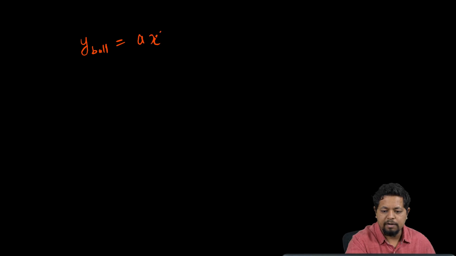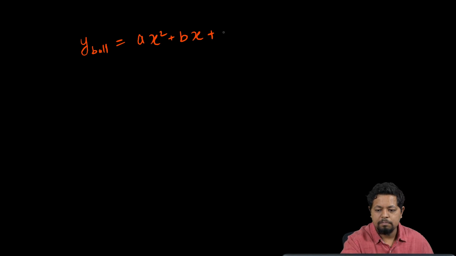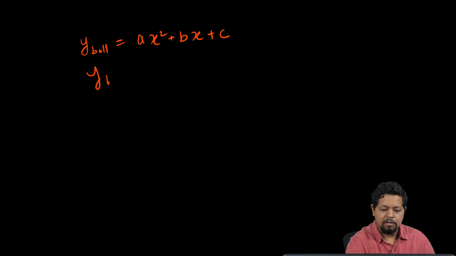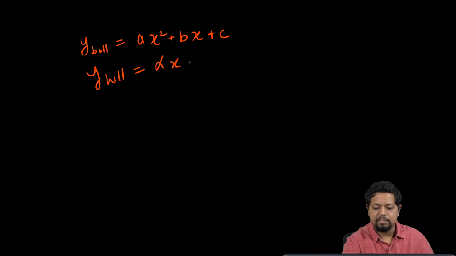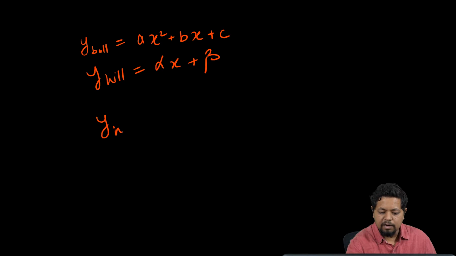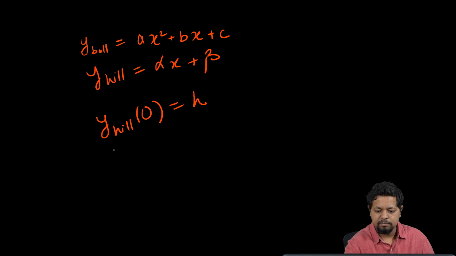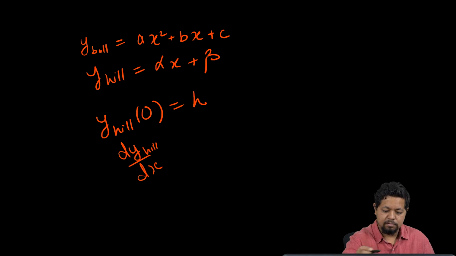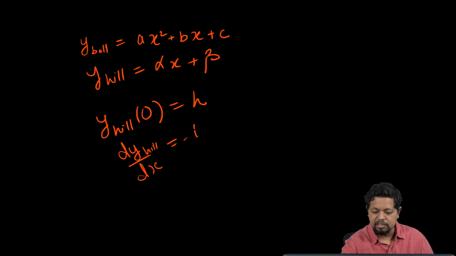Alright, so our equations were y ball equal to a x square plus b x plus c, and y hill equal to alpha x plus beta, using the condition that y hill at x equal to 0 is h, and dy hill by dx is minus tangent phi.